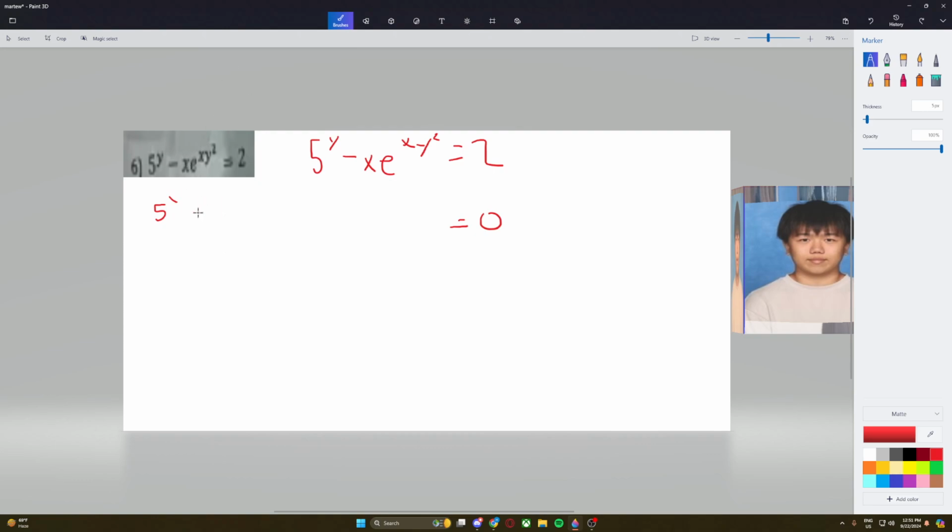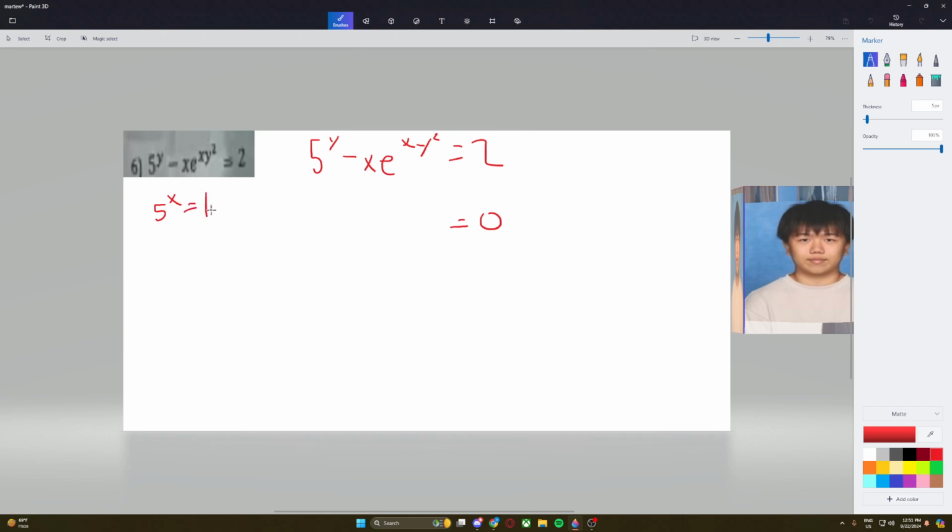Well, typically the derivative of 5 to the x would equal ln 5 times 5 to the x, right? That is the case for this one. If we replace it with a y, it would just be 5 to the y times ln 5. But since this is a y, not an x, it would also need a dy dx. If it was an x, they would just cancel out, but they don't cancel out because of the dy dx.